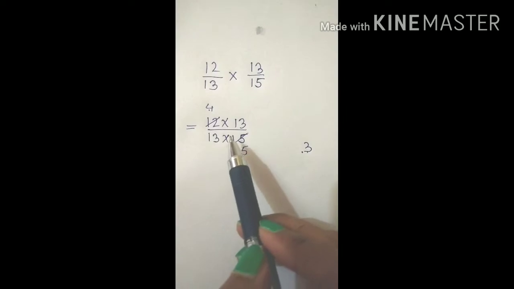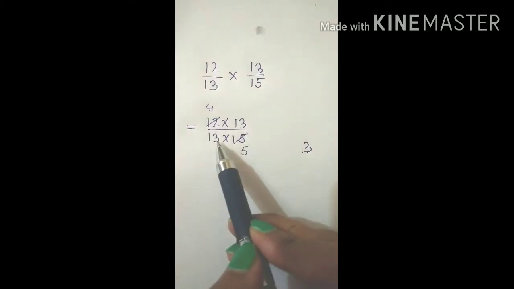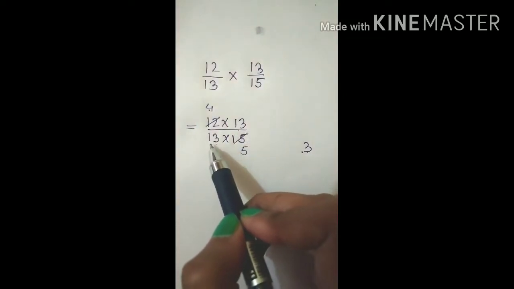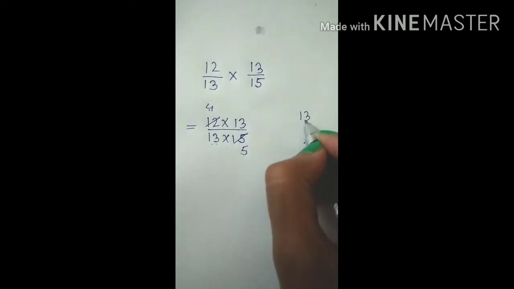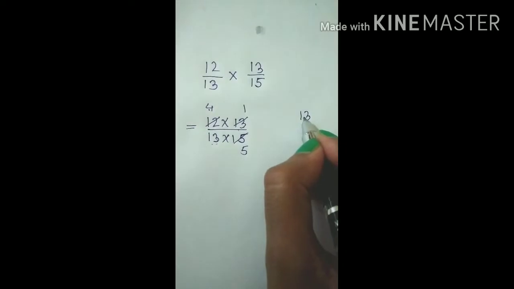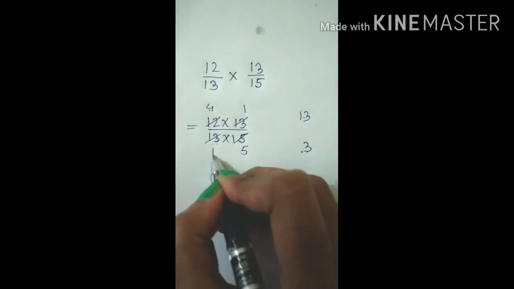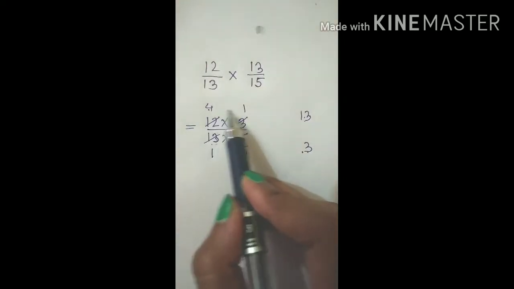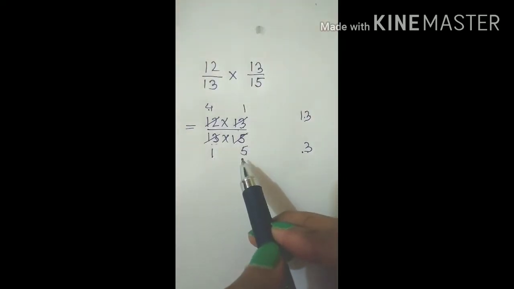Now let us look at this 13 and this 13. The numerator of this 13 and the denominator of this 13 have a common factor 13. So that means we can divide both by 13. 13 into 1 is 13 and 13 into 1 is 13 again. Now since there is no common factor between the numerators and the denominators, our cancellation is done.